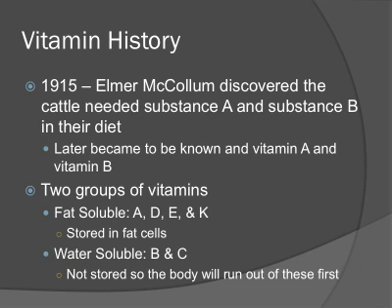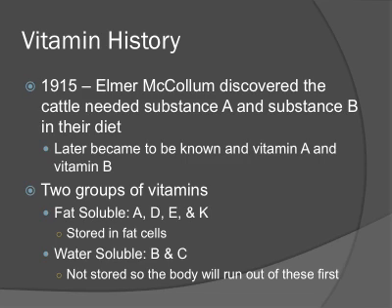A little bit more about history. In 1950, Elmer McCollum, who is very prominent in the discovery of vitamins, and we'll see his name again, discovered that cattle needed substance A and substance B in their diet. He didn't have a name for them, so he just called them A and B. After we continued to study, we gave them the names vitamin A and vitamin B.